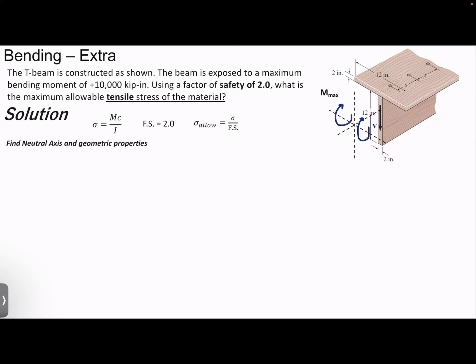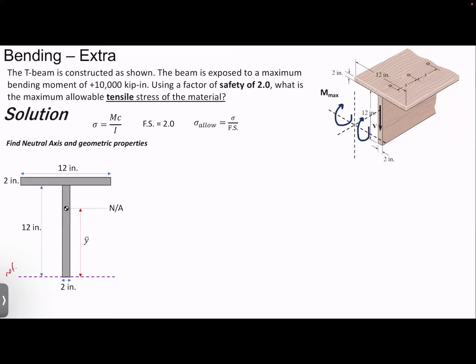Okay, so first we need to find the neutral axis and geometric properties, because unfortunately, it's not clear where the centroid is for this, right? We have this T shape. The centroid, we're just going to say, is somewhere here, but we don't know that distance. So in order to find this distance, we have to first set a reference axis, and we're saying this bottom purple is that reference axis here. And to find the overall centroid, y bar, we have to use this equation. And there's a lot of numbers in here, so go back and make sure you know how to calculate this.